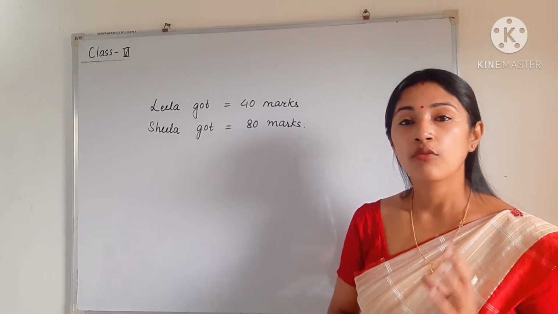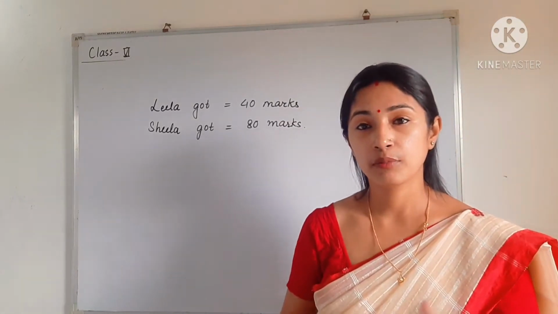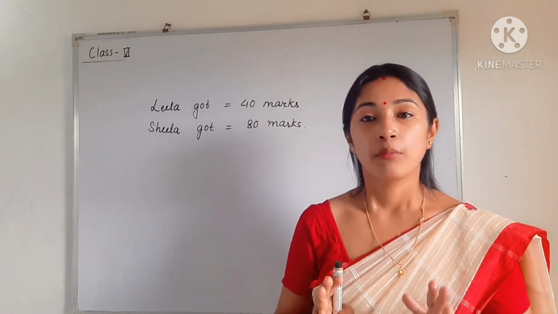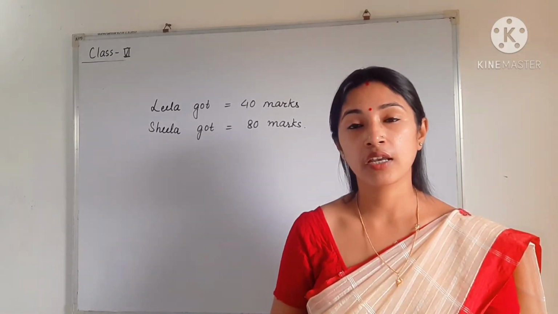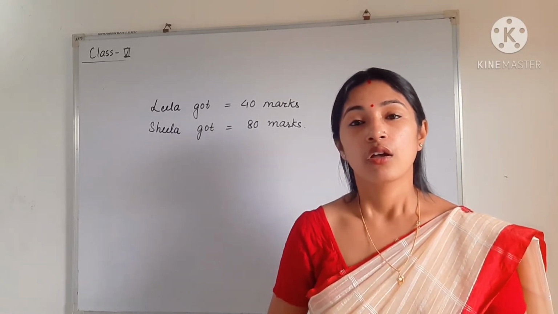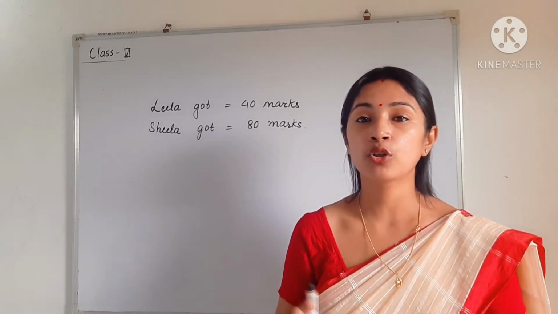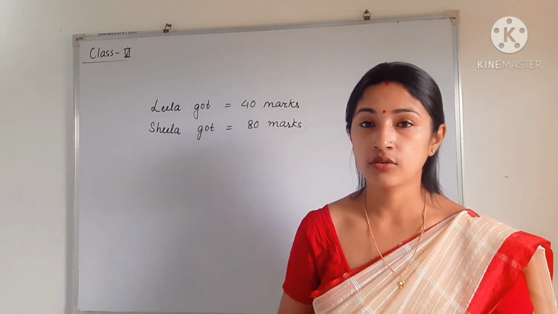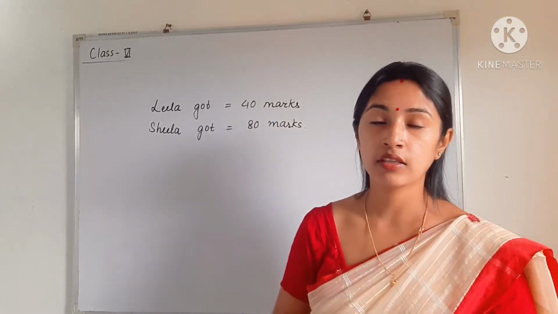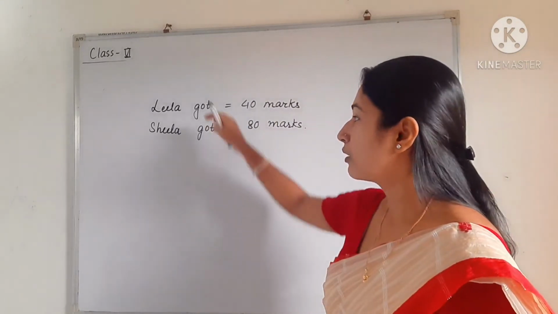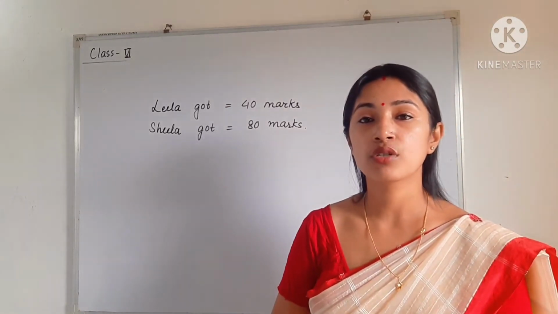So one thing is that comparison between the two persons we can do by using subtraction. Already we have done subtraction in our previous classes also. So using difference, that means using subtraction, we can easily compare two sets of quantities. Here two quantities are given, one is the marks scored by one person and the other is the marks scored by another person. So here we are doing the comparison using subtraction.